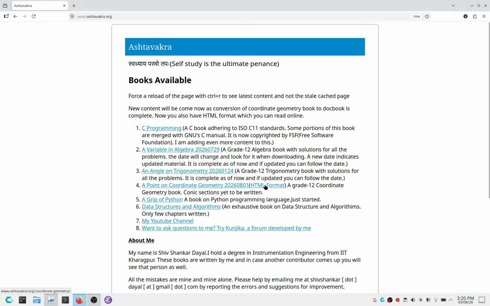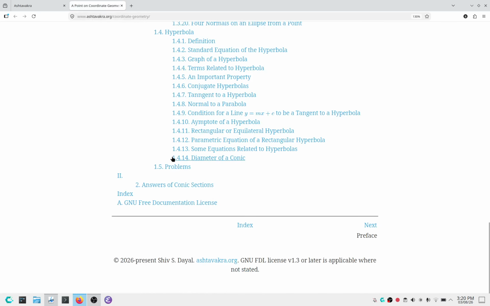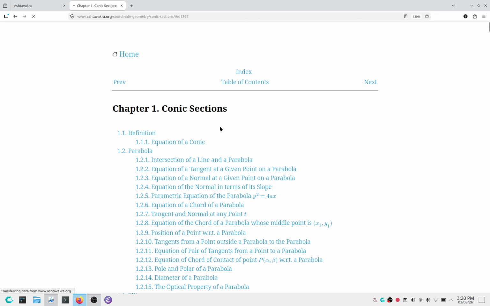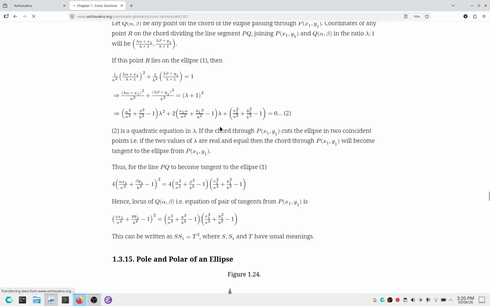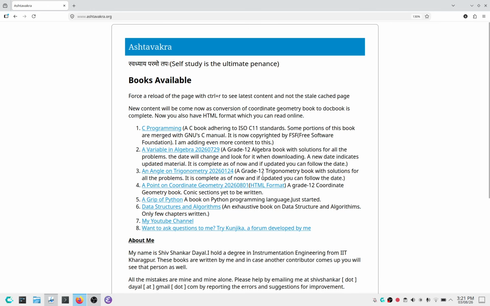Coordinate geometry is also available in HTML, which uses MathML for mathematical formulas. So the best browser you can use is Firefox. Firefox has the best HTML support. So I'm working on conic sections. I'll show you. So some questions are done, and a lot of problems are there to be added. And then we will have a miscellaneous chapter. So right now 42 questions are added. So I will slowly update these questions and you can read them.